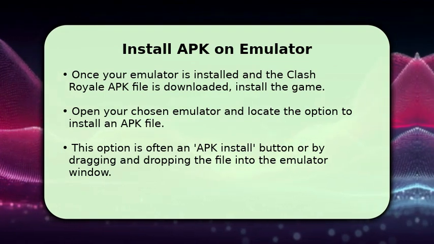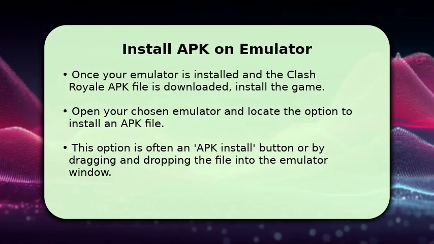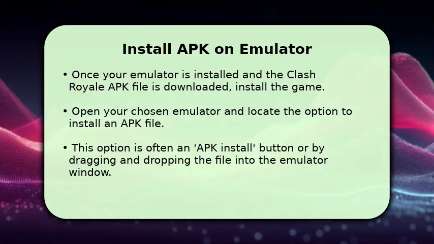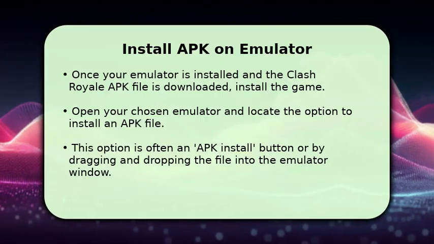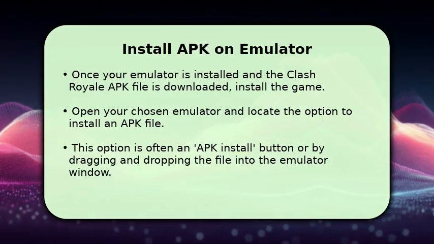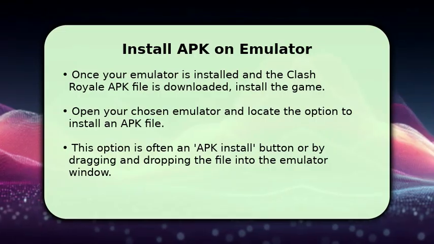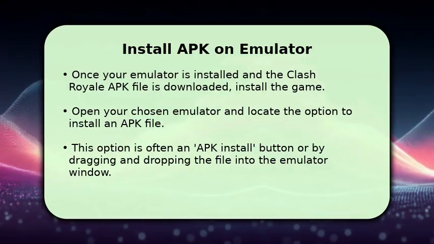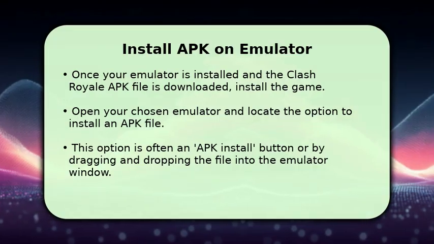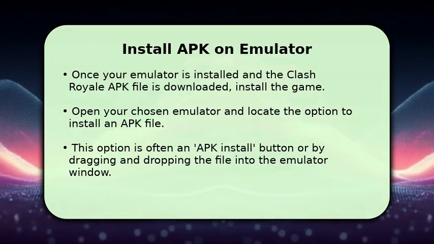Once your emulator is installed and the Clash Royale APK file is downloaded, the next step is to install the game. Open your chosen emulator and locate the option to install an APK, often found as an APK install button or by dragging and dropping the file. The emulator will then process the file, installing Clash Royale just as if you were using a mobile device. This process usually takes only a few moments to complete.